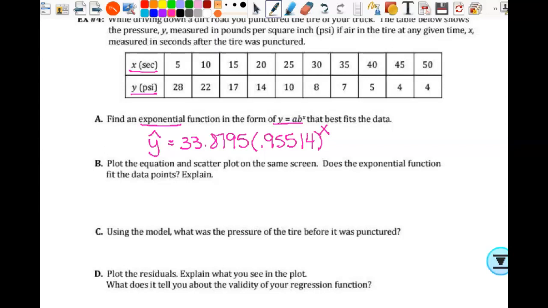Any questions at this point? We're all experts at typing in data and getting our regressions at this point? Okay, think about the first day we did it, how confusing it was, and all those buttons we had to push. It's like no big deal now.